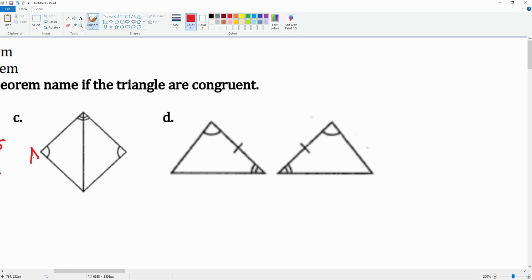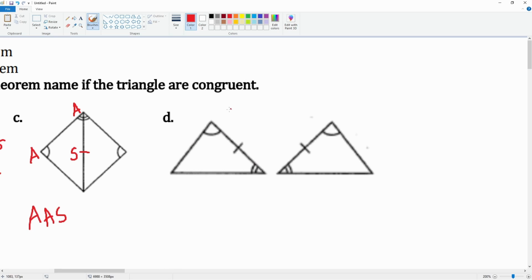Okay, we have an angle here. We have an angle here. We need to know if this is congruent. This is congruent by the reflexive property, and this is side. Okay, so angle, angle, side, angle, angle, side. This is how these two triangles are congruent.